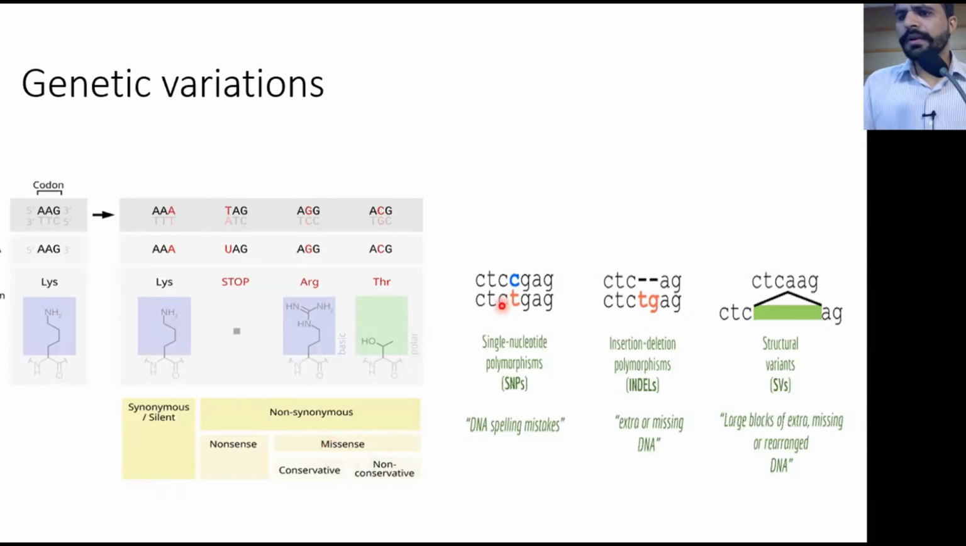So these point mutations, if they are present in more than 1% of the population, are known as single nucleotide polymorphisms. In addition to point mutations, there are indels as well. These are larger additions or deletions of nucleotides in the genome, and there can be some structural variations as well.